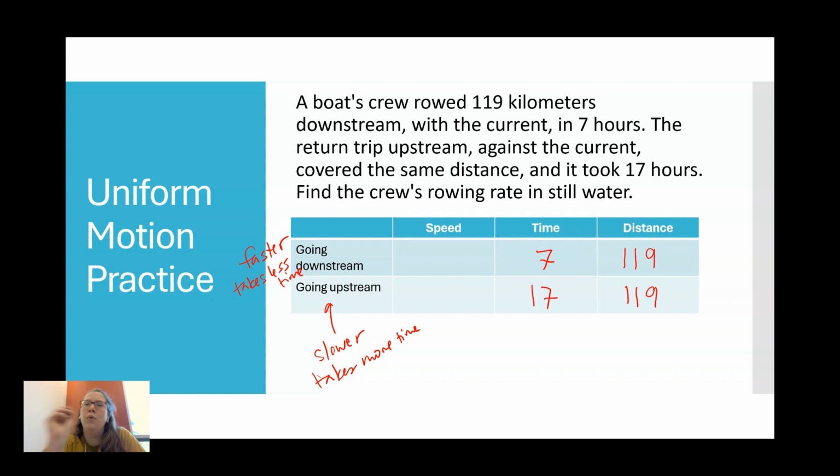All right, we know speed times time equals distance. So if I need to go backwards to my speed, I'm going to say my distance divided by my time will give me my speed.